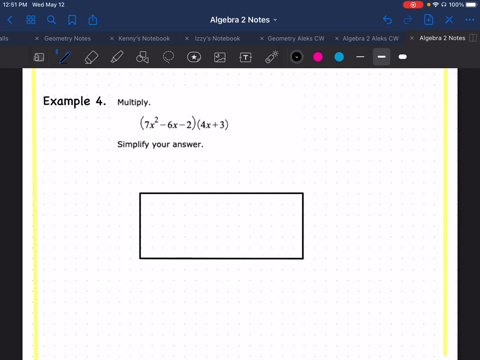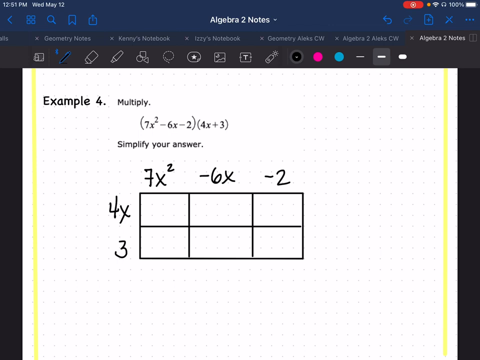So notice I've made my box a little bit bigger. That's because the first parentheses has 3 terms. So I'm going to make it into 7x squared minus 6x minus 2. And then those minuses become like a negative when I start to multiply. And then as I go across this way, the second parentheses only has the 4x and the 3. If you want to, you could put a plus here to remind yourself that it's positive, but remember, we don't have to. All right, let's multiply.